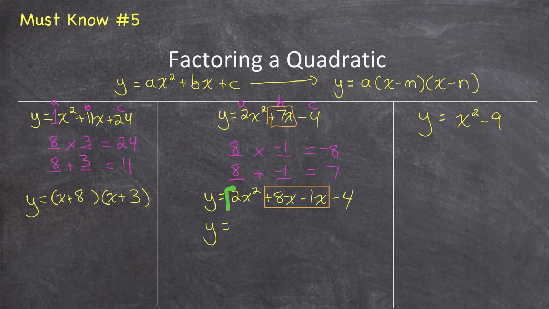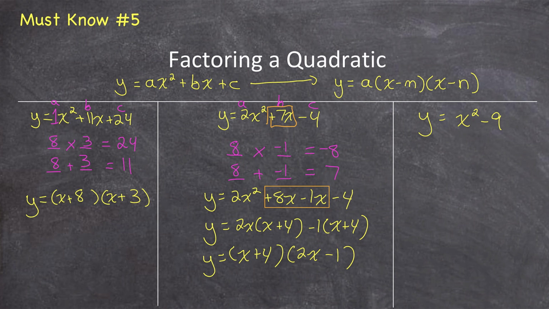If I look at the first two terms, if I take out a common factor, I would take out a 2x. And the last two terms, I could take out a common factor of negative 1. And now both of these terms have a common binomial of x plus 4. So that can be factored out. And once it's factored out, we're left with 2x minus 1 as the second factor.